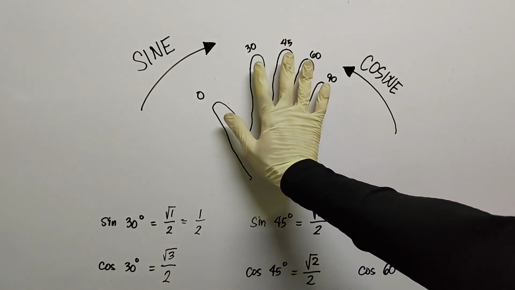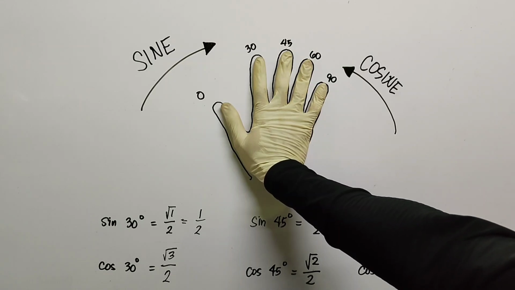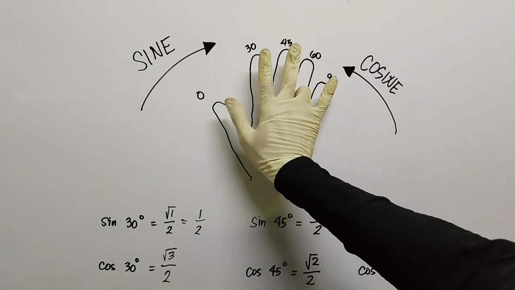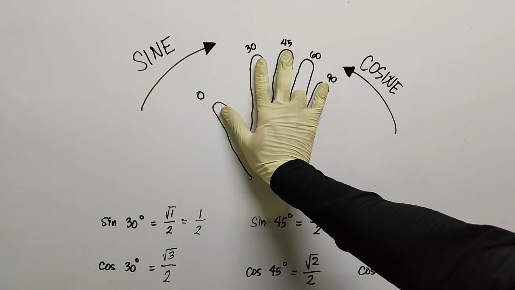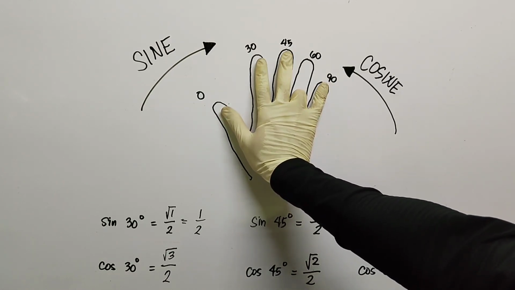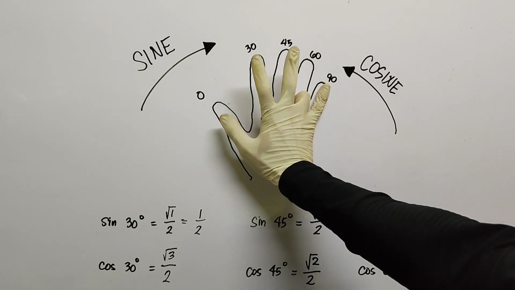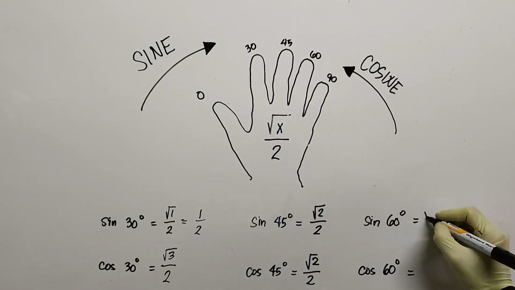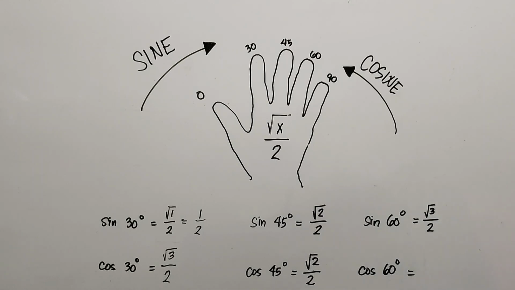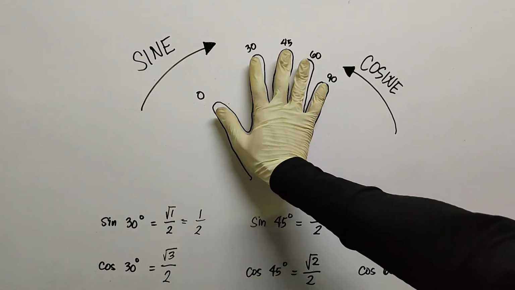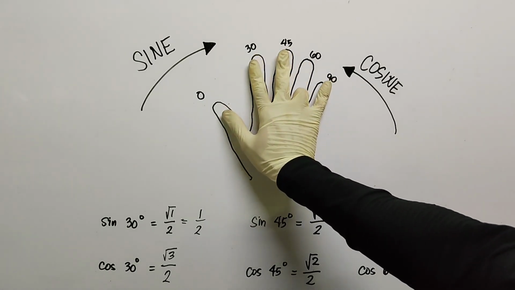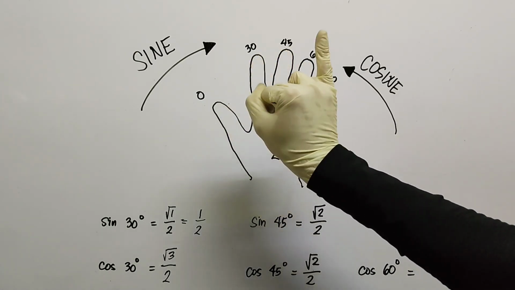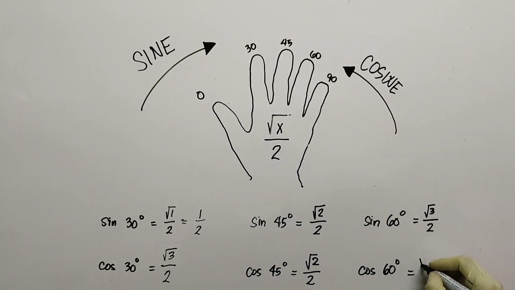Next, for the sine 60 degrees. So, we will fold the finger for 60, like that. Sine is from the left. How many fingers do we have until the folded one? We have 3. So, this is square root of 3 over 2. And for the cosine of 60, cosine of 60 is like that. From the right, we have only one, this one. So, this is square root of 1 over 2. Simplify, this is 1/2. I think we are now ready for the problem solving.